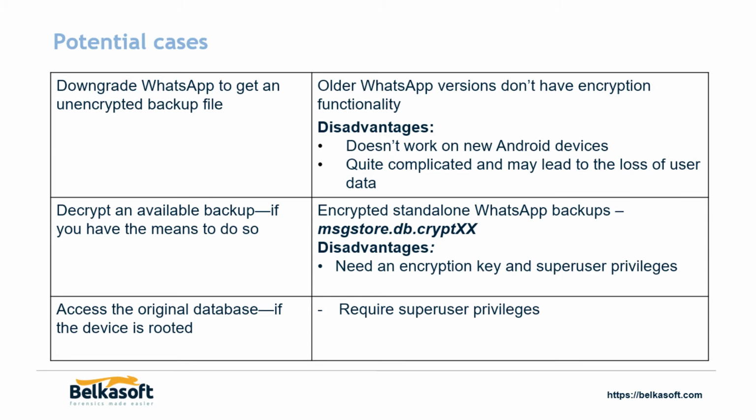To access the backup, you have to decrypt it using an encryption key. This key is stored in the WhatsApp sandbox, which can only be accessed with super user privileges and only in case the device has been rooted. If you have super user privileges, then you can get the required artifacts right from the original WhatsApp database in the application sandbox, so you don't need to get data from a backup.